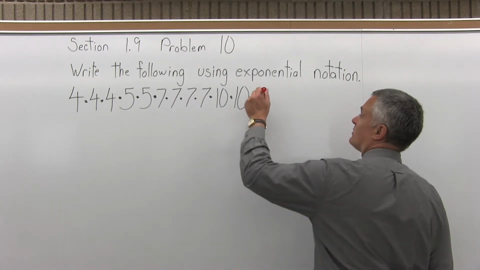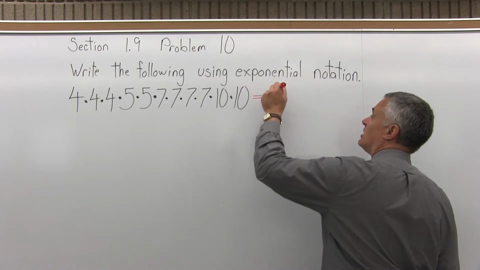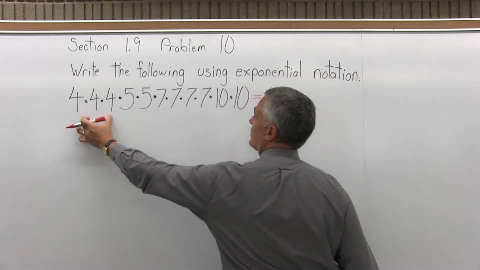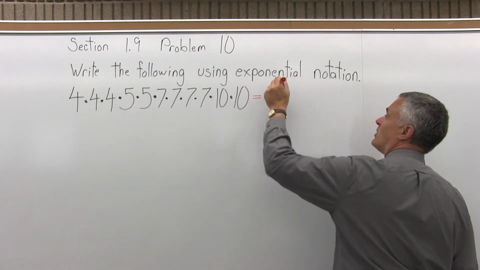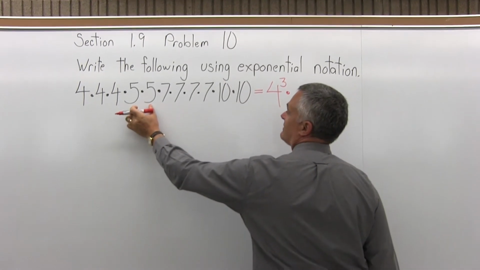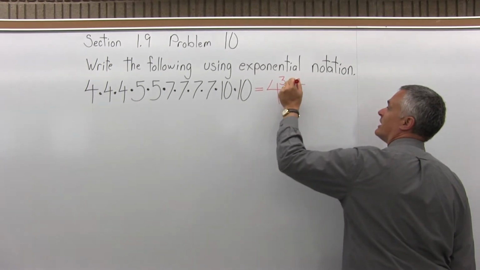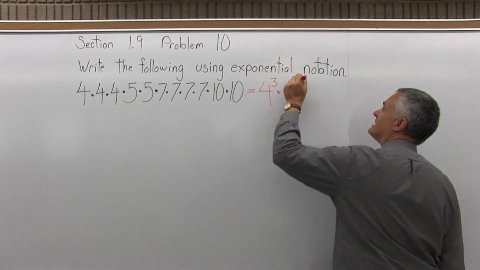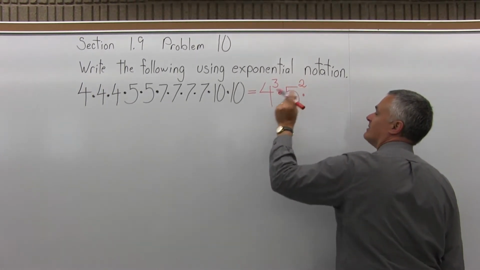So first let's start with the 4s. How many 4s are being multiplied together? There are 3 4s being multiplied together. So that would be 4 to the third power times, then we'll do the 5s next. There are 2 of those, so I will write that as 5 to the second power, then times the 7s.